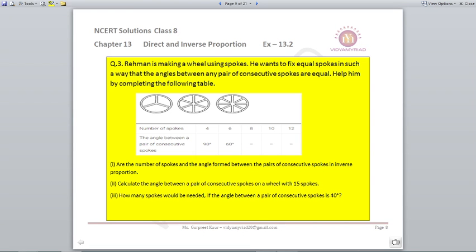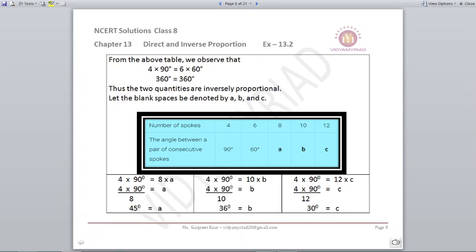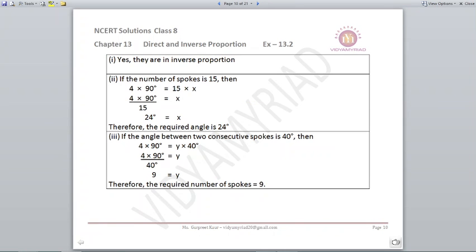Now let us look at the questions. First part: are the number of spokes and the angle formed between the pair of consecutive spokes in inverse proportion? The answer is yes, when the number of spokes increases, the angle formed decreases. Calculate the angle between a pair of consecutive spokes of a wheel with 15 spokes. So we will divide: 4 multiplied by 90 divided by 15 is equal to x. That comes out to be 24 degrees.